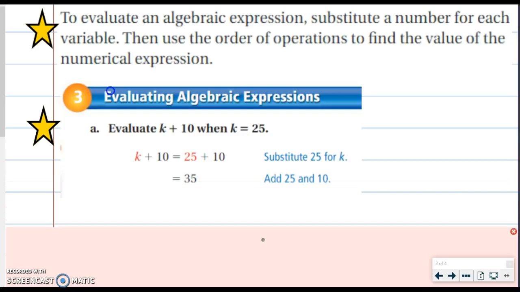Alright, so here's an example of what I'm talking about when evaluating algebraic expressions. Let's evaluate k plus 10 when k equals 25. So some of you started this when you were practicing on the C77 worksheet the other day, but if you did not, I will walk through some examples. So 25 is going to take the place of k, so you can see that with our red writing, we've just replaced the variable. So by replacing k with the number 25, I can actually add 25 plus 10 to get my answer of 35.